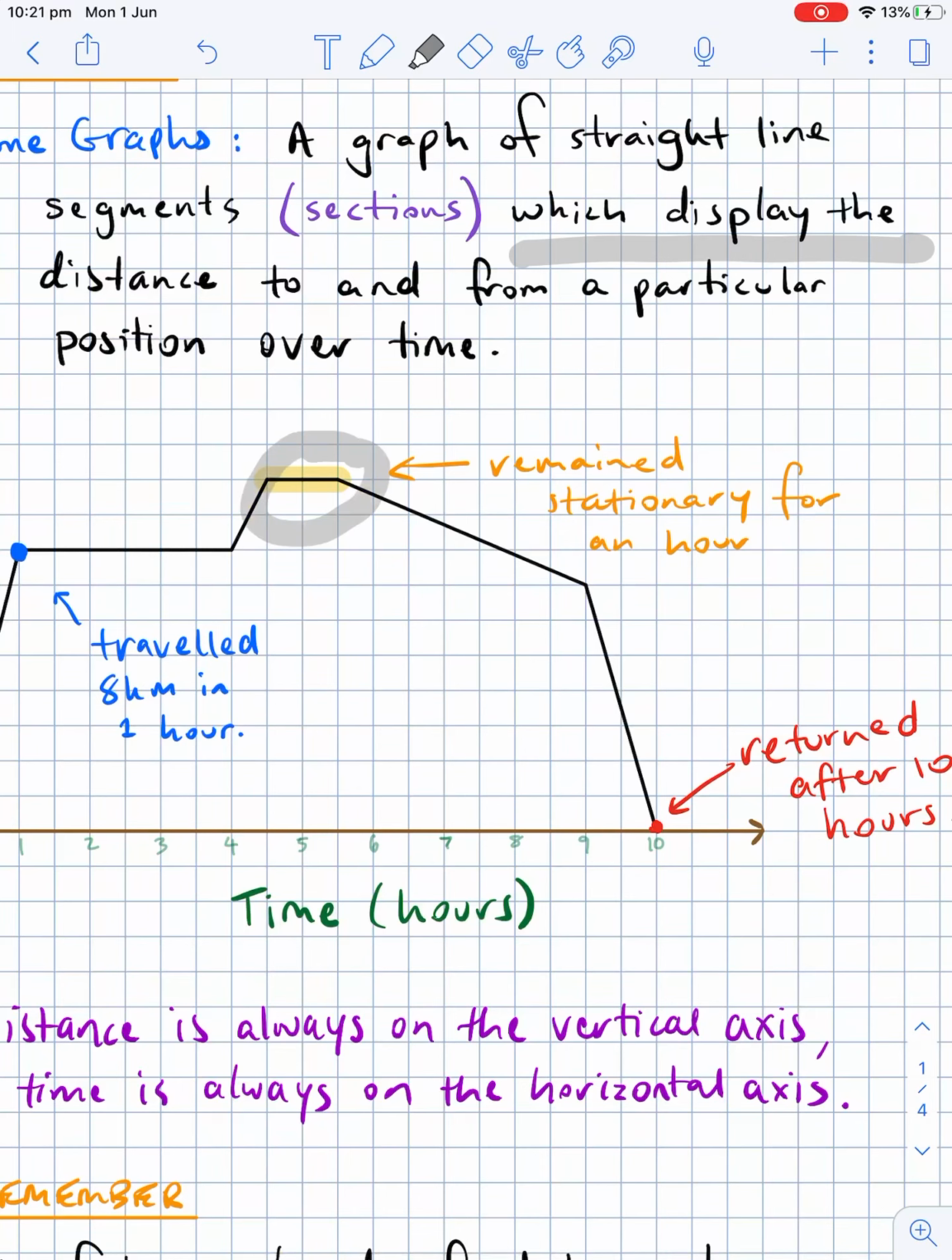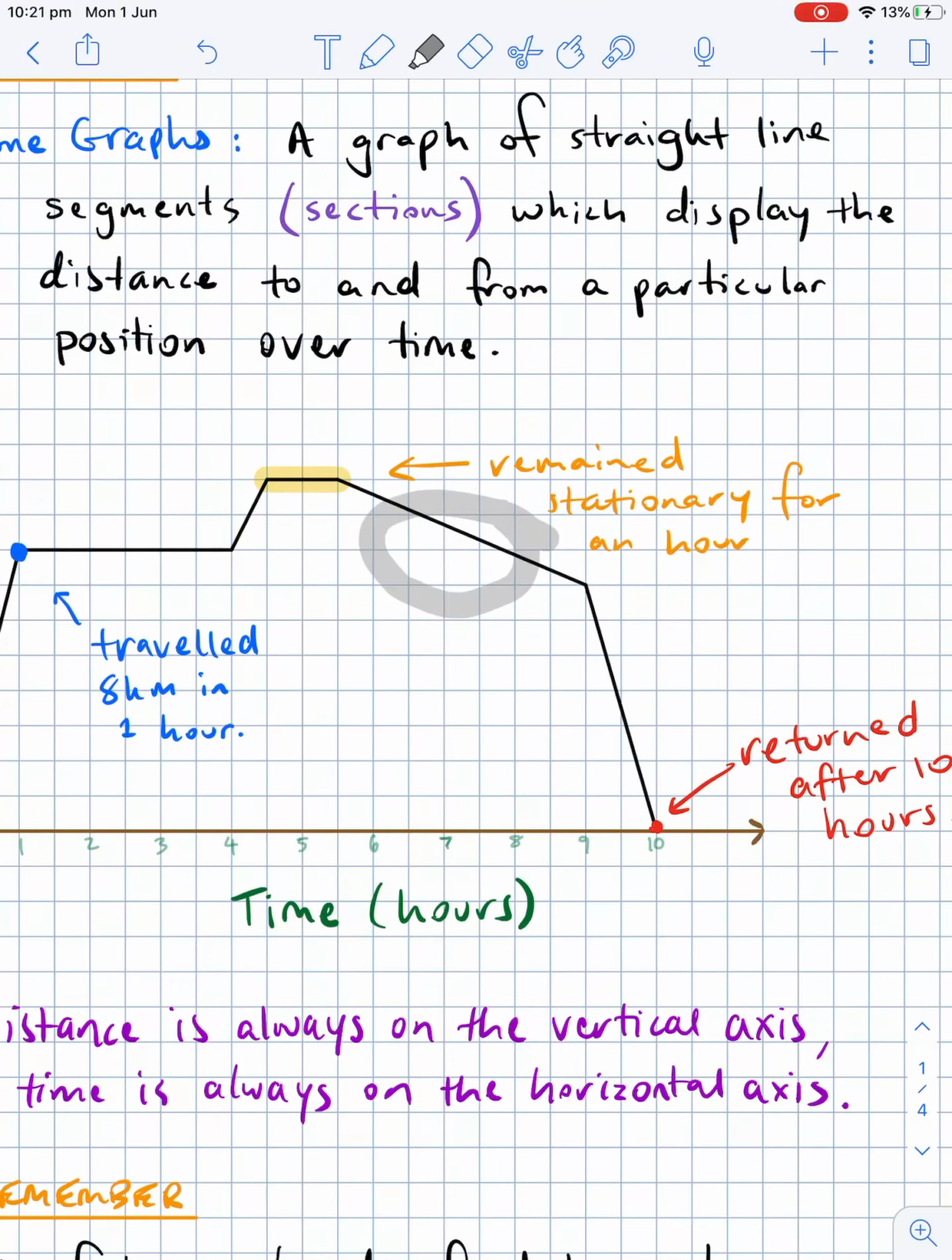So these flat sections here, like here and here, are saying that they remain stationary. Like this part here is remaining stationary for an hour because it's from here to here, and that's the duration of an hour. An hour is like 2 squares in this graph.